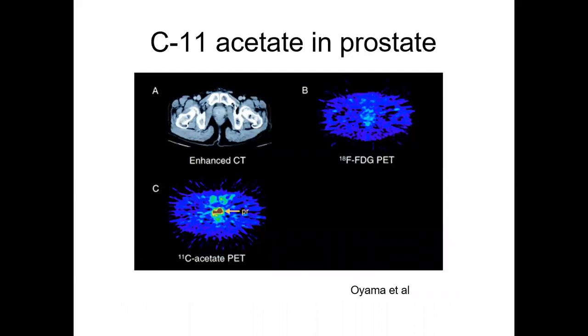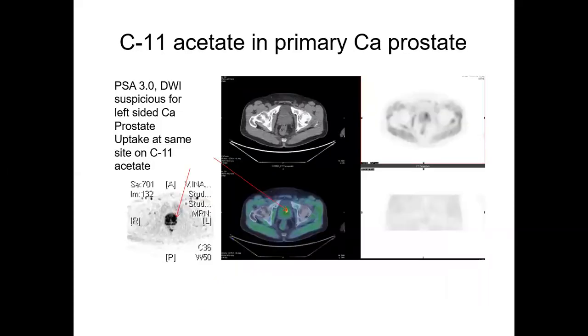So this is from the paper, and you can see here we have the difference between FDG and C11 acetate. These images are not attenuation corrected, so they do look a bit weird, but you can see that within the prostate, you've got significant uptake of C11 acetate at the site of tumor.